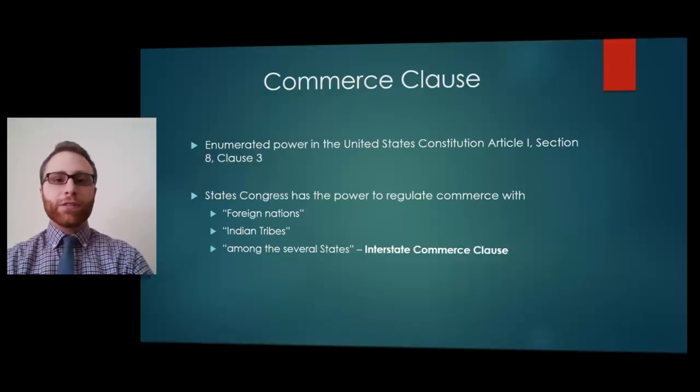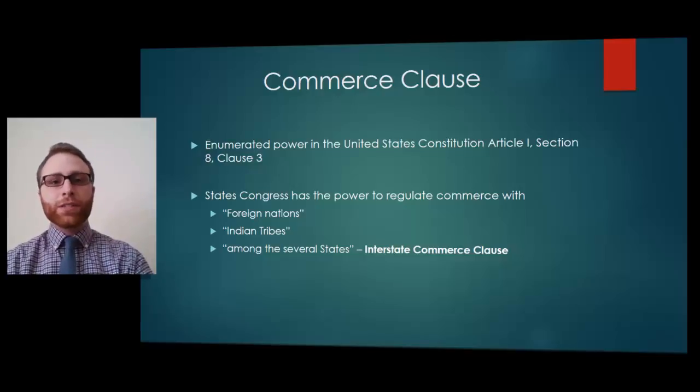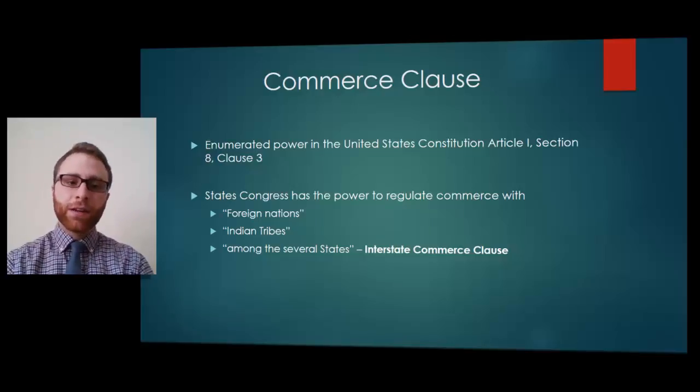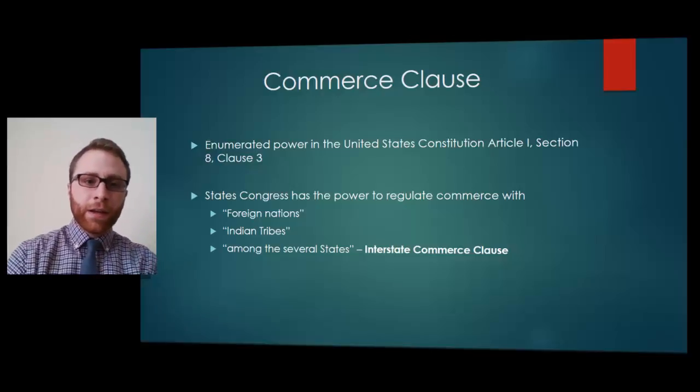The goal of this is to prevent individual states from undermining international treaties and to prevent states from forming coalitions and causing undue competition that is harmful to the nation between other states, usually through the passage of tariffs. The part of the Commerce Clause stating that Congress may regulate commerce among the several states is referred to as the Interstate Commerce Clause.